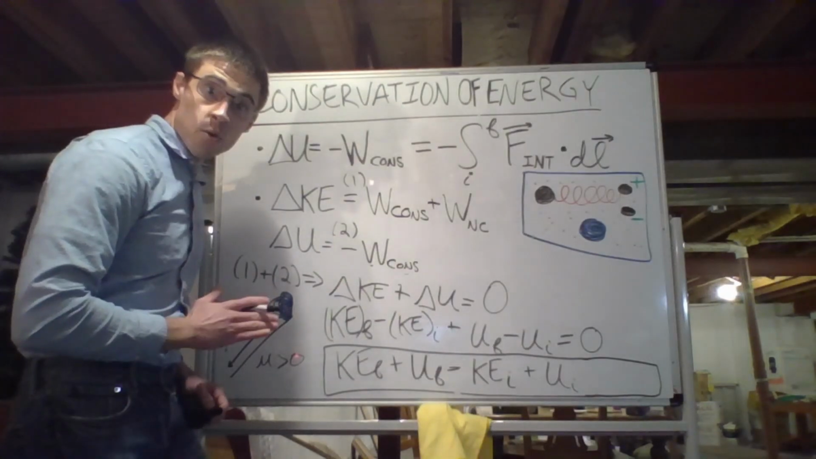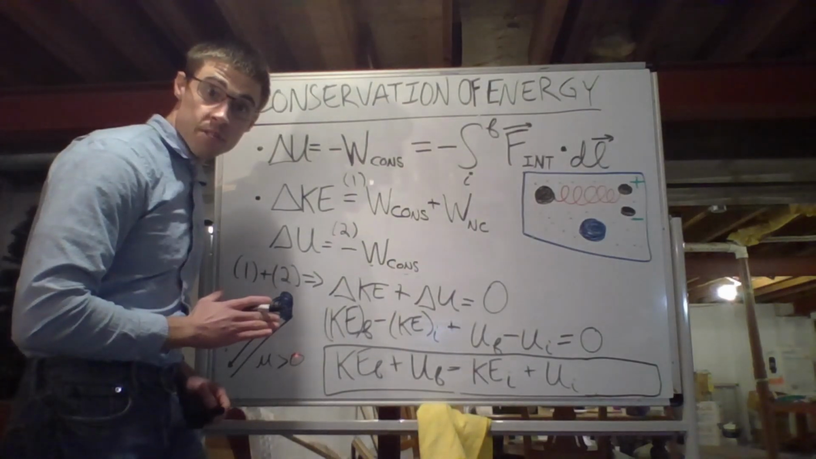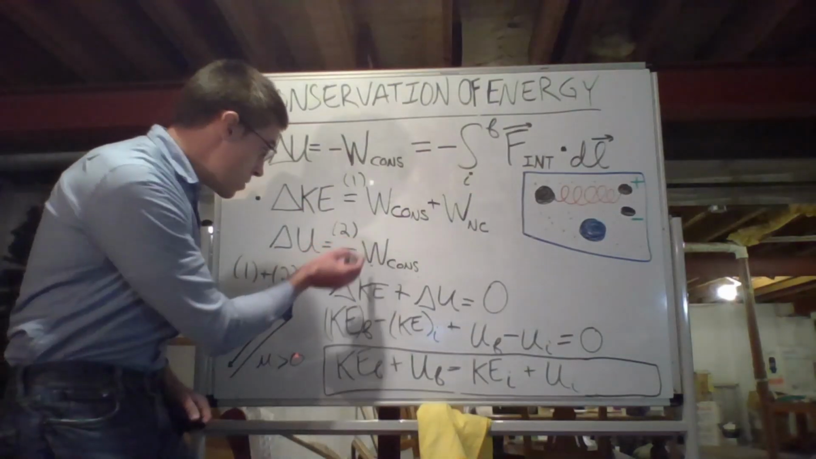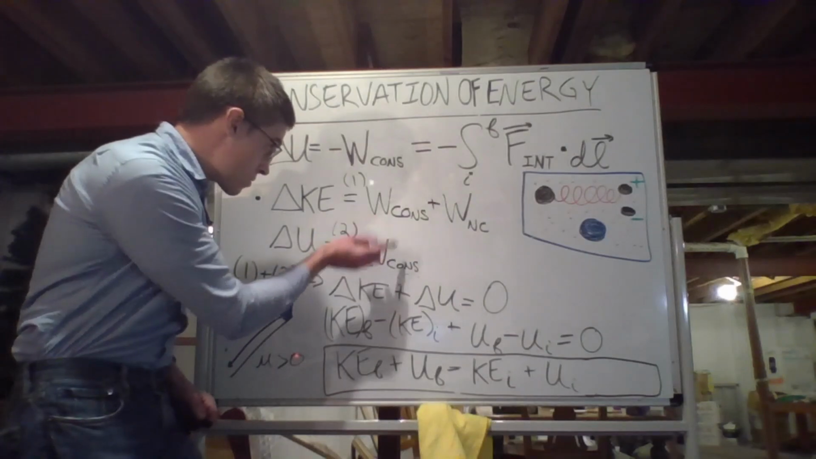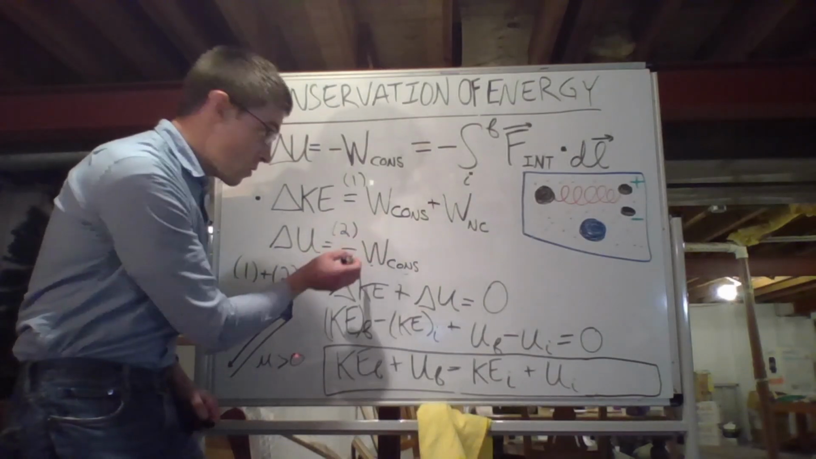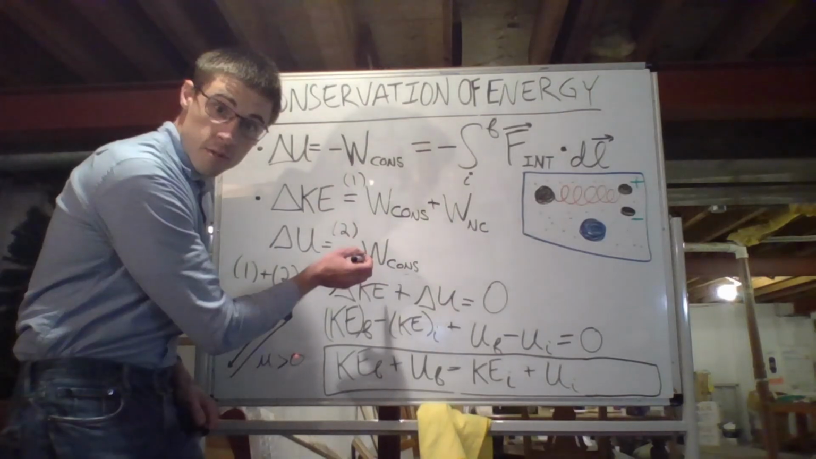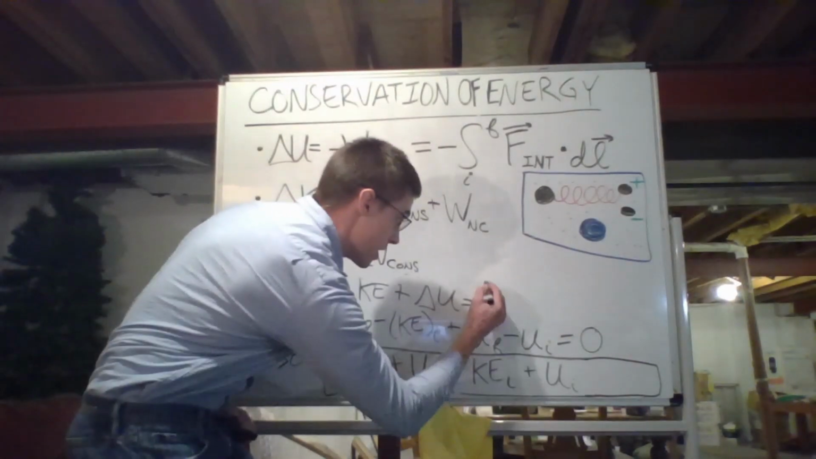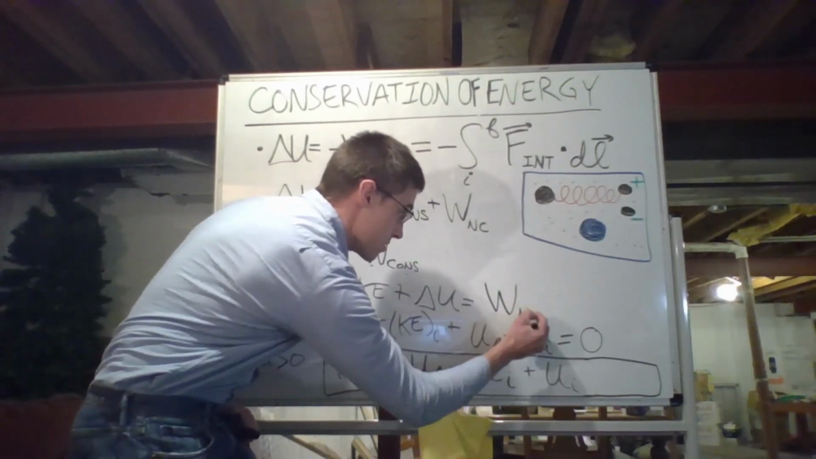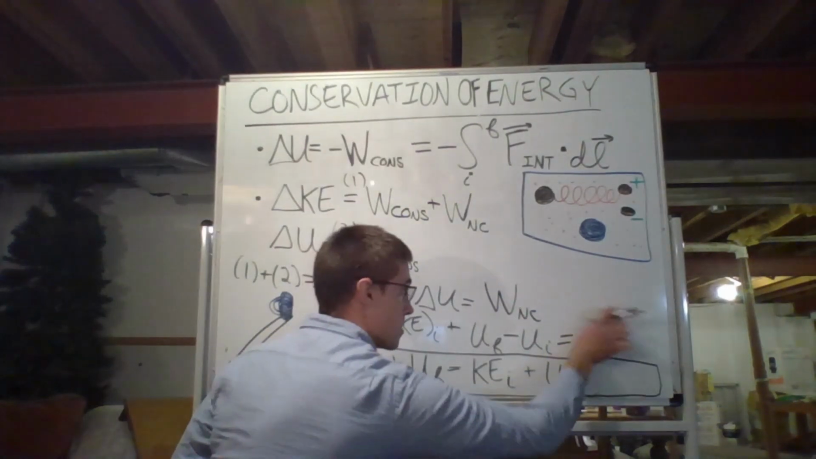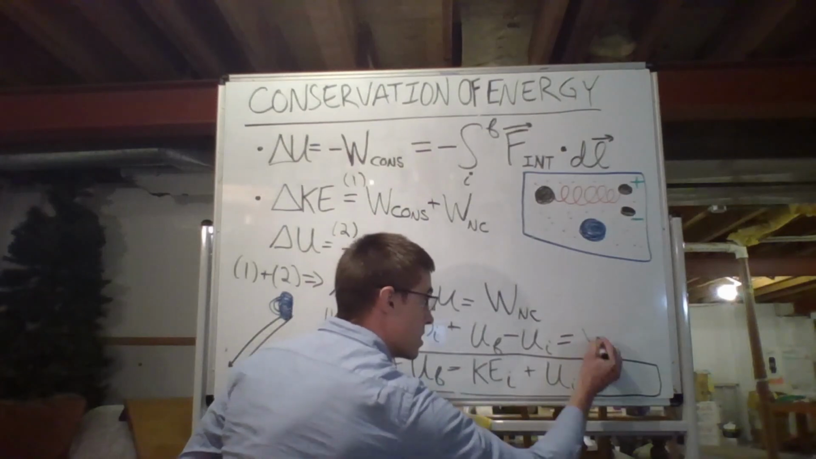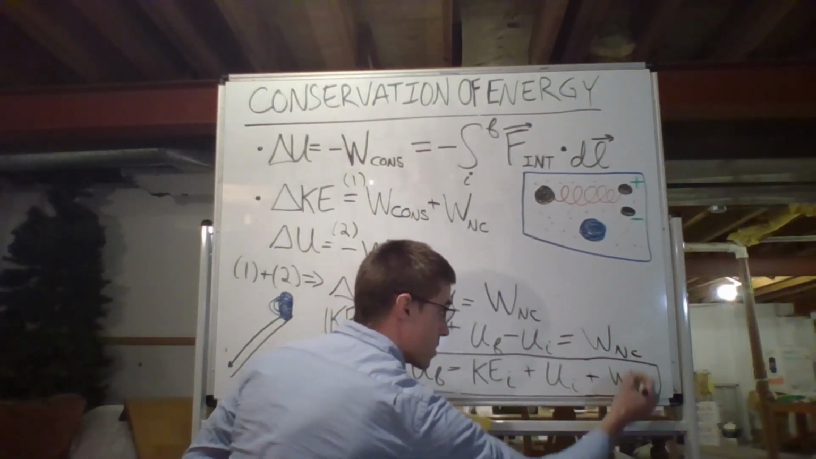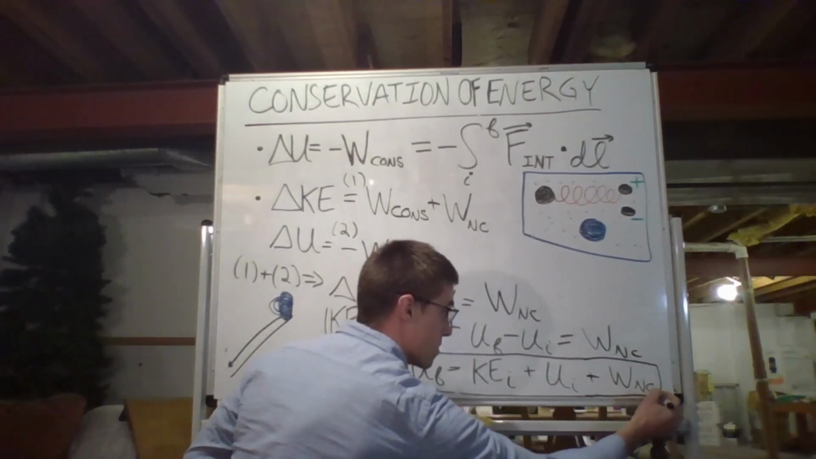All right, now what happens when I take equation 1 plus equation 2? The work done by conservative forces is going to go away, but the work done by non-conservative forces is not going to go away. So on the right-hand side, instead of 0, I'm going to have the work done by non-conservative forces. And the same thing over here, I'm going to have a work done by non-conservative forces.